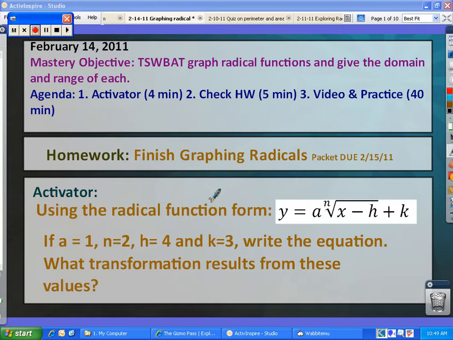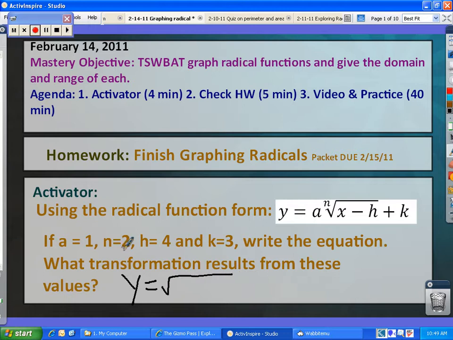Alright, so let's go ahead and go over the activator. Using that radical function form that we talked about on Friday, if a is 1, n is 2, h is 4, and k is 3, what equation are we going to have? That equation is going to be y equals, since n is 2 and a is 1, I could write a 1 here, but I really don't have to. I can go right into the square root, and again, since n is 2, I could put a 2 here, but again, it's assumed that this is the square root just from the radical symbol. So then we do x minus h, which is 4, and then plus k.